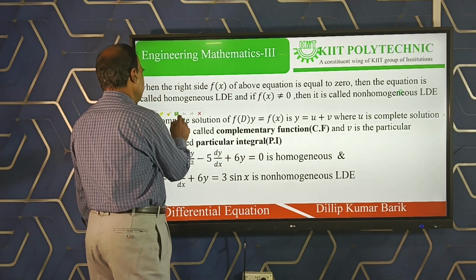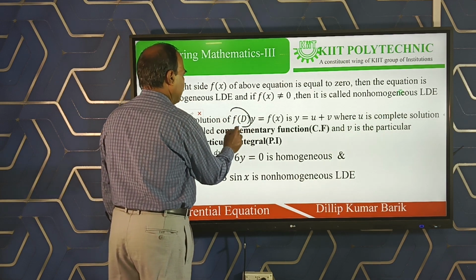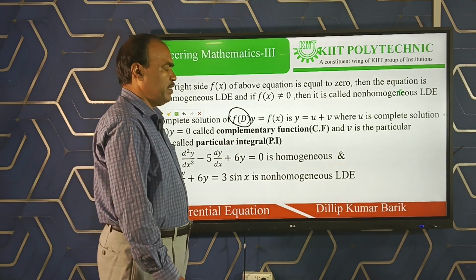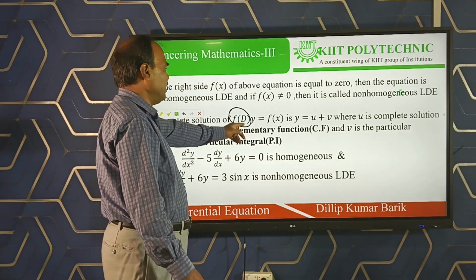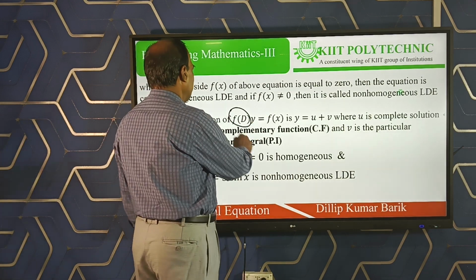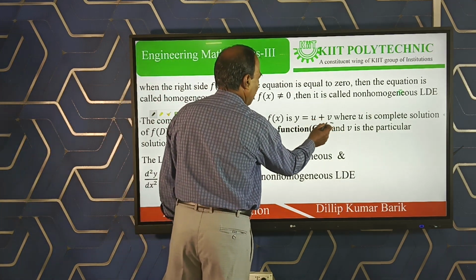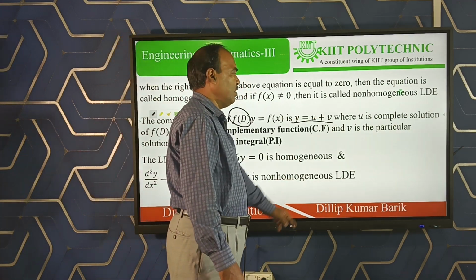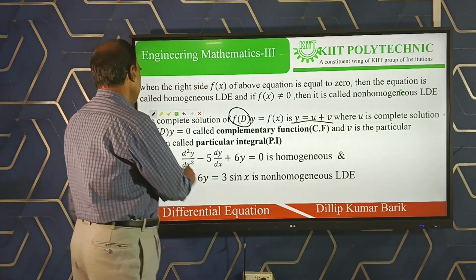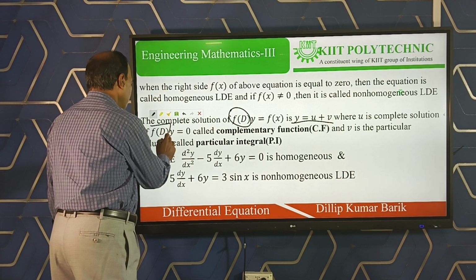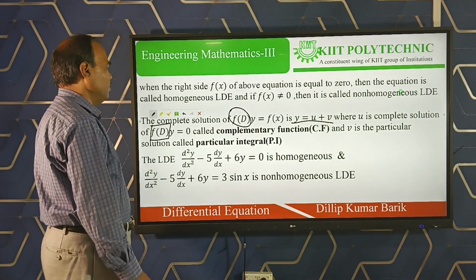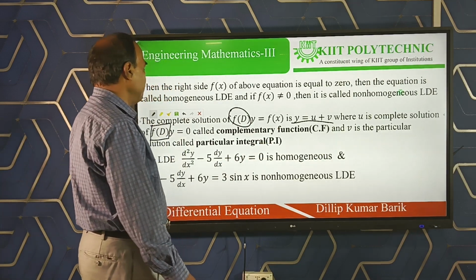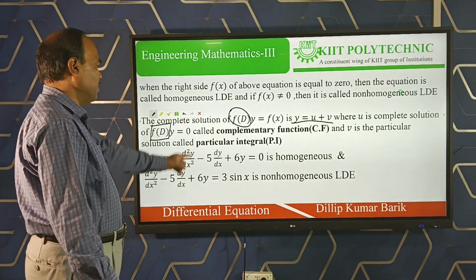f(D) means a function of D. In the last slide, a0 plus a1 D plus up to an and so on, this is a function of D, equal to f(x), and this can be simplified in the form y is equal to u plus v, where u is the complete solution of the auxiliary equation f(D) y is equal to 0, called the complementary function or CF for short, and v is the particular solution, or symbolically PI.